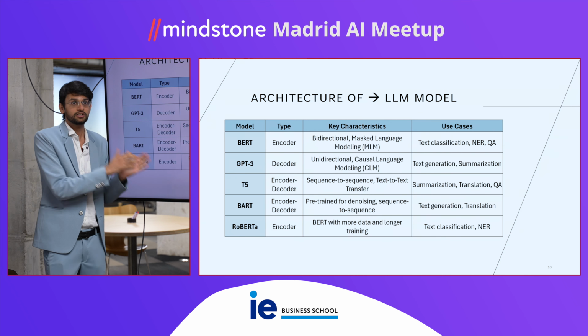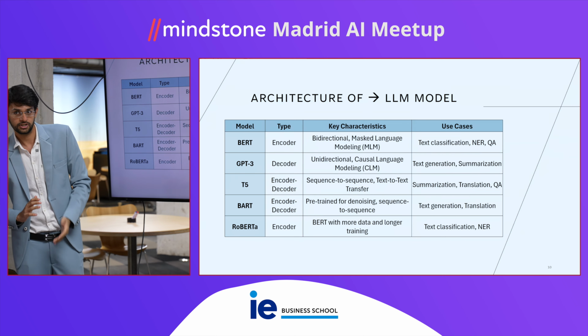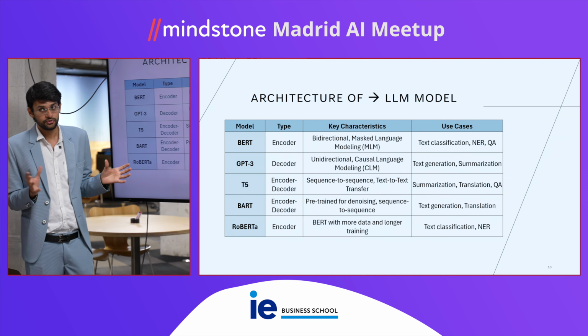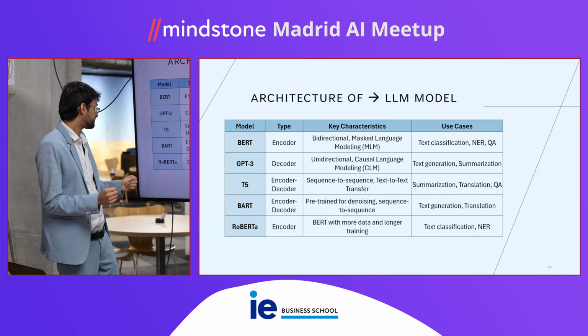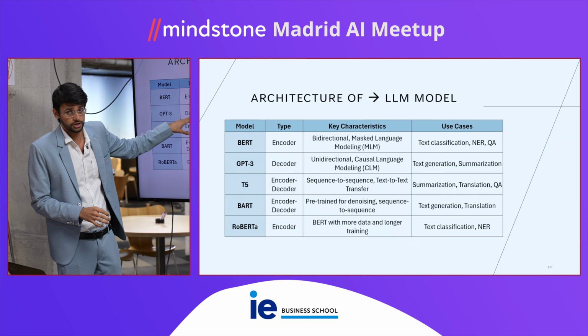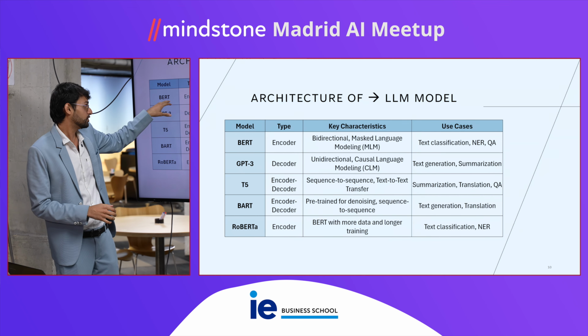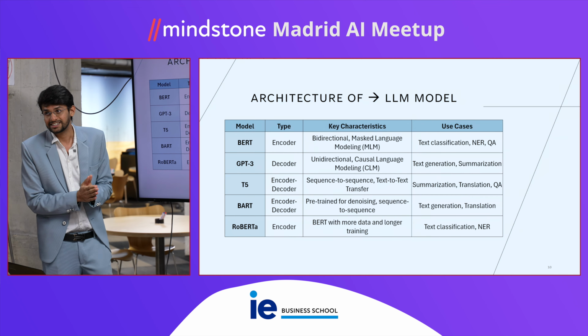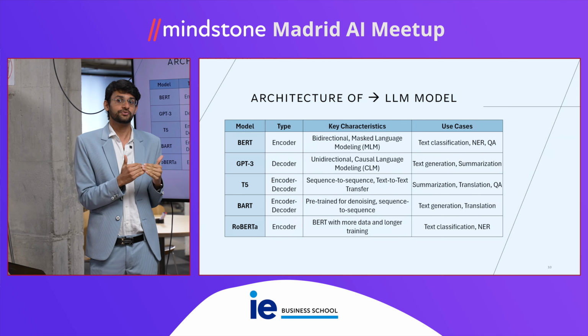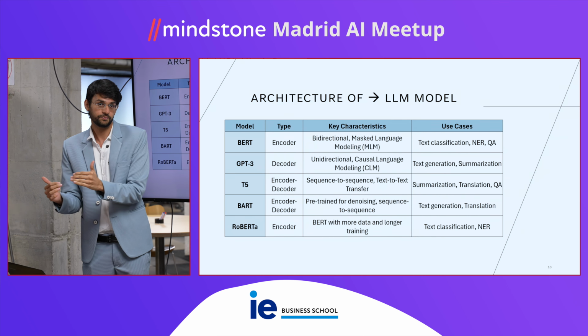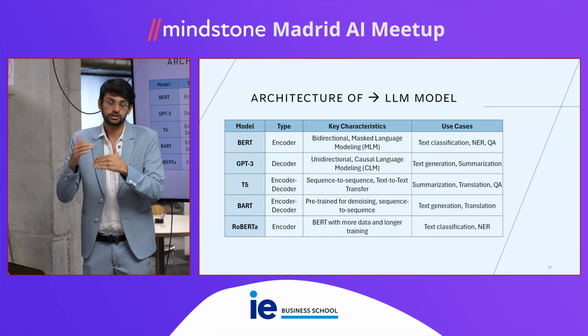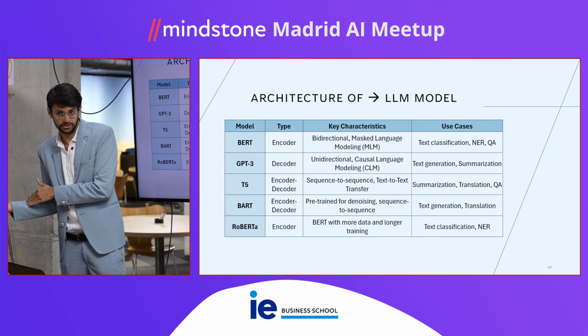Like encoder, decoder, and both encoder-decoder. So in short, what you have to know for today is that ChatGPT uses a decoder model. Other models use the encoder type. It's like they encode the information before and then give it to you. ChatGPT decodes after and then presents to you.